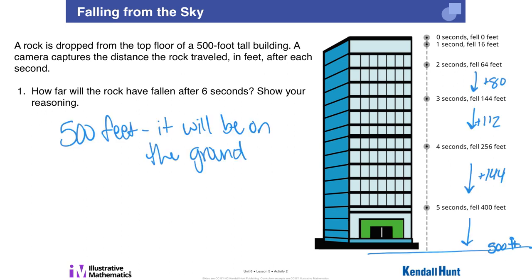This was kind of a trick question because we have to remember it's a 500-foot tall building. And I can see that it's falling further and further with each second. So between 5 and 6 seconds, I can assume here that it's going to fall more than 144 feet, but it's only 100 more feet to the ground because it's 500 feet tall. So at 6 seconds, it's going to be on the ground. It'll have fallen 500 feet.